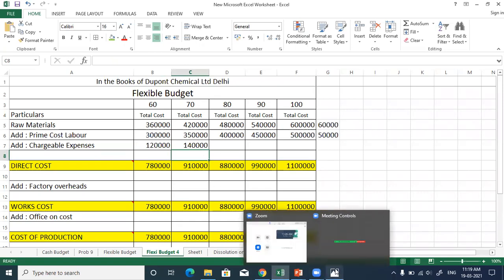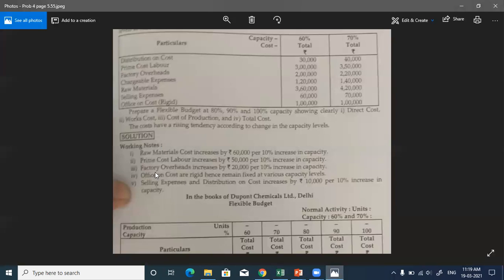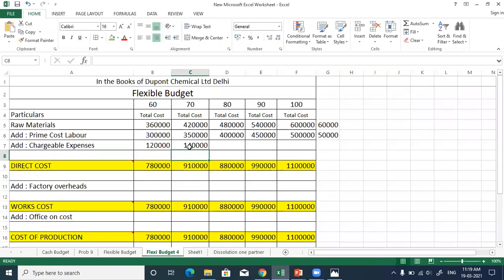So if you see here chargeable expenses, factory overheads is chargeable expenses. Prime cost, labor cost, factory overheads, office on rent, selling, distribution. So if you notice, they have nothing mentioned about the chargeable expenses. But if you notice here, 1,20,000 became 1,40,000.